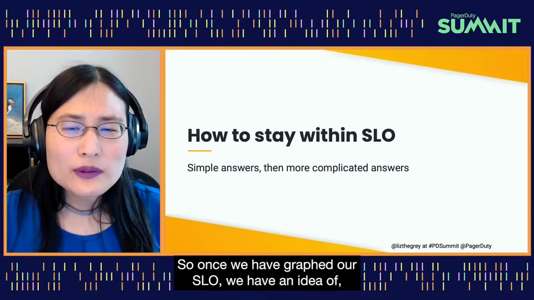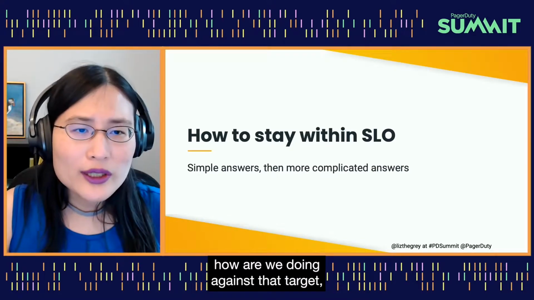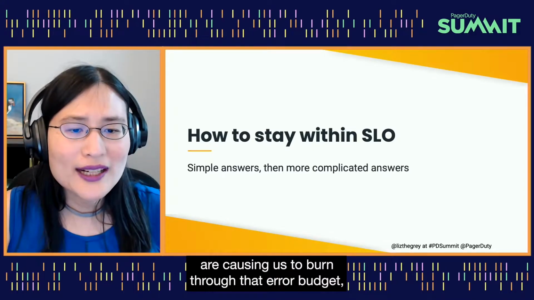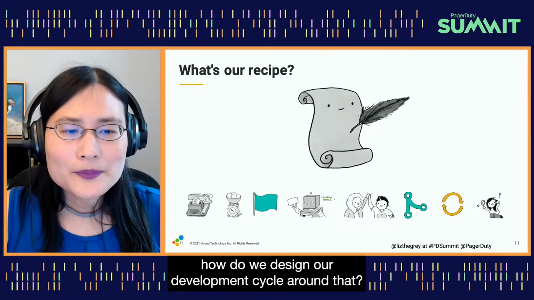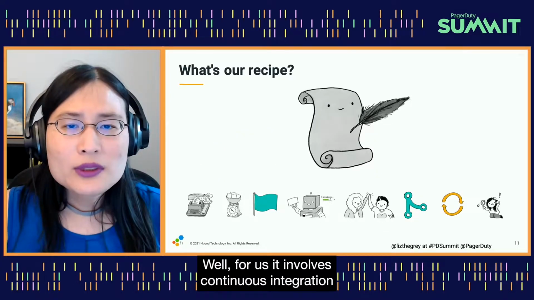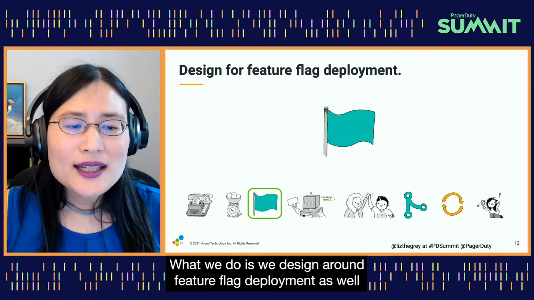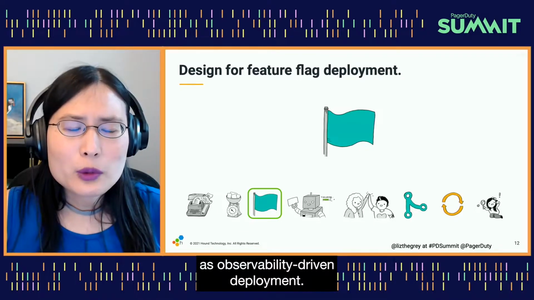So once we've graphed our SLO, we have an idea of how we are doing against that target and what some of the factors are that are causing us to burn through that error budget. How do we design our development cycle around that? Well, for us, it involves continuous integration and delivery. What we do is we design around feature flag deployment as well as observability-driven deployment.